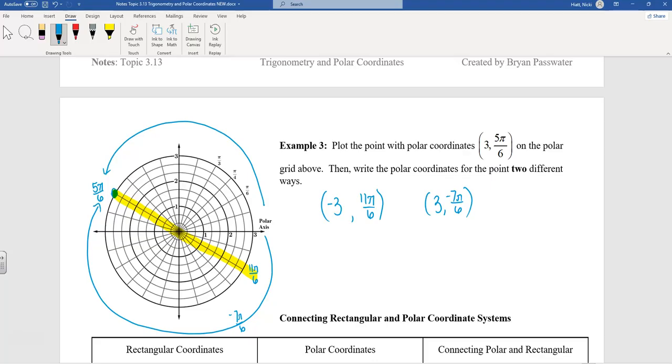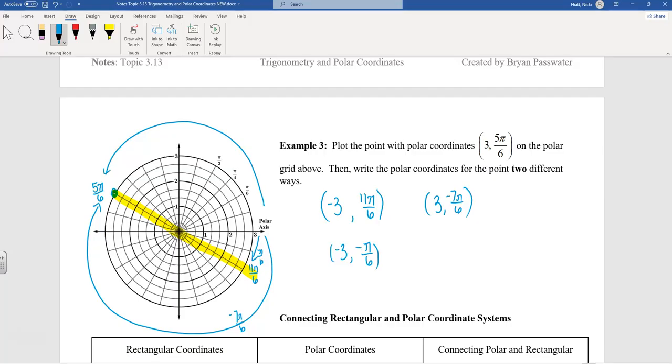Now, these are not your only options. There's so many variations of this. What's another way I could talk about 11 pi over 6? Negative pi over 6. So this angle is the same as negative pi over 6. So I could do negative 3, negative pi over 6. I don't know why I'd want to do that, but I could, right? That'd be in the same spot.